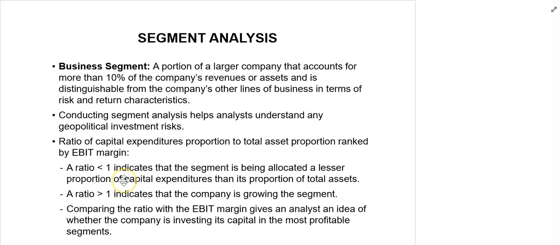To determine if Nestlé is allocating its capital across different segments efficiently, an analyst may rank the different segments based on their EBIT margin with respect to their individual ratio of capital expenditure proportion to total assets proportion. A ratio of less than 1 indicates that the segment is being allocated a lesser proportion of capital expenditure than its proportion of total assets. A ratio that is greater than 1 indicates that the company is growing the segment. Comparing the ratios with the EBIT margin will enable the analyst to determine whether the company is investing its capital in the most profitable segments or otherwise.